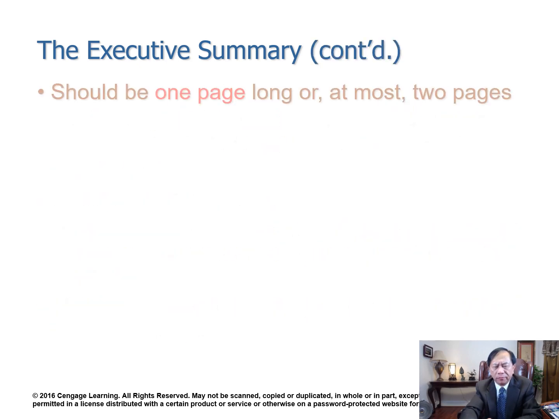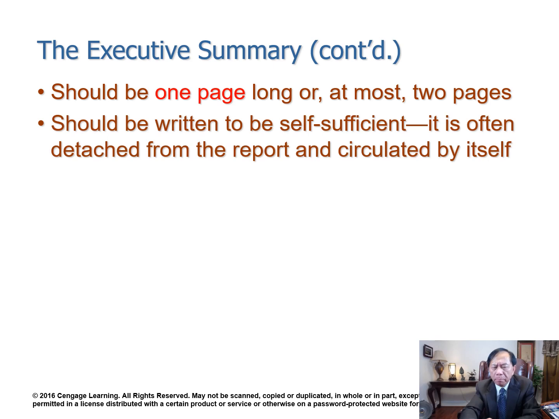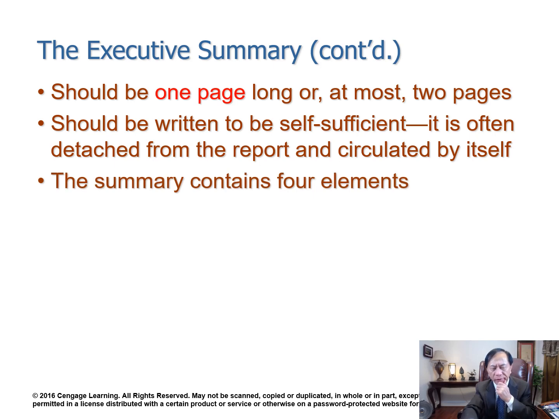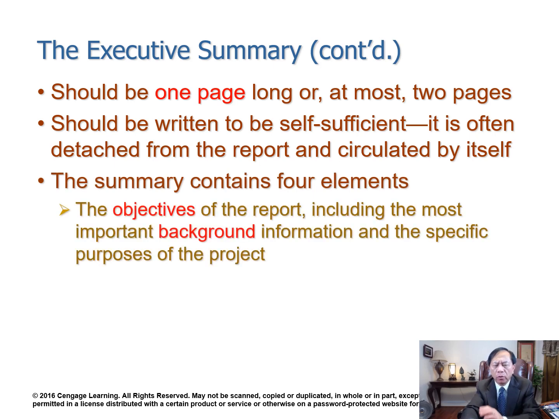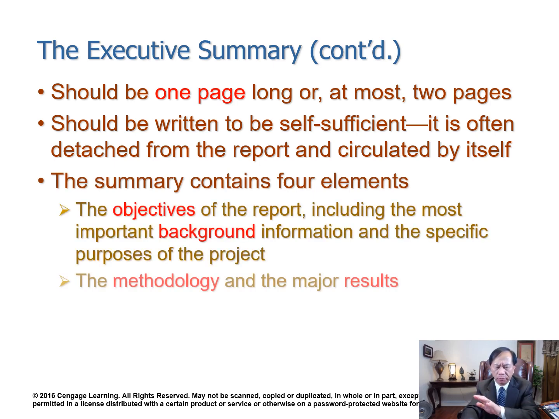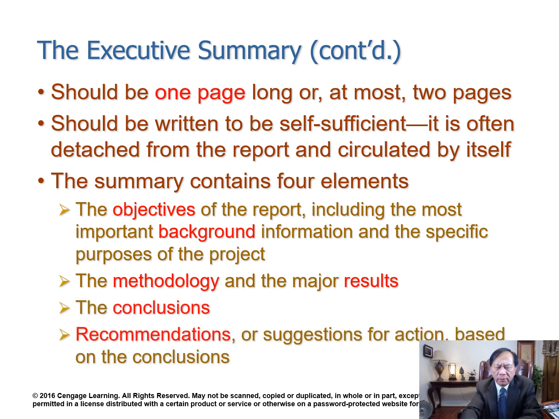As I said, it should be 1 page long, or at most 2 pages. 1 page is good. It should be written to be self-sufficient, as it is often detached from the report and circulated by itself. Right? The summary contains 4 elements: the objective of the report, including the most important background information and the specific purpose of the project, the methodology, the major results, and the conclusions and recommendations or suggestions. Okay.